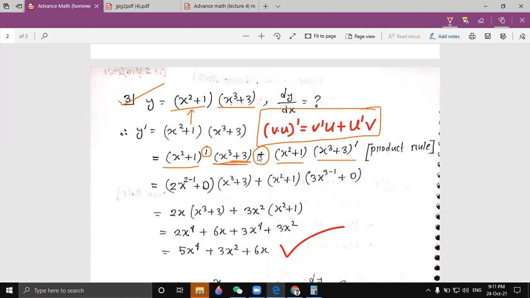Then the plus formula here. And now we keep the first function and then we differentiate the second function. Like firstly we differentiate one and then we keep the other, and again we differentiate the other and then keep the first one.